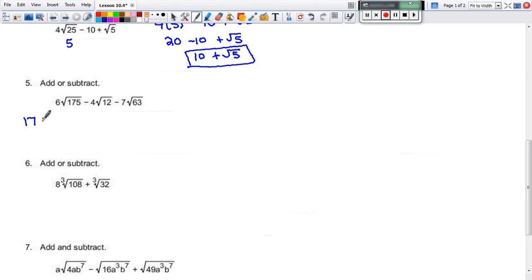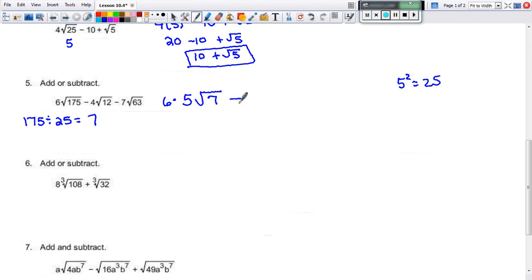175, we can divide that by 25. So 175 divided by 25 is 7, I believe. It is 7. That goes underneath my radical. And what I used there was 5 squared equals 25. So the 5 goes outside the radical, and then it already had a 6, so that also goes with that.